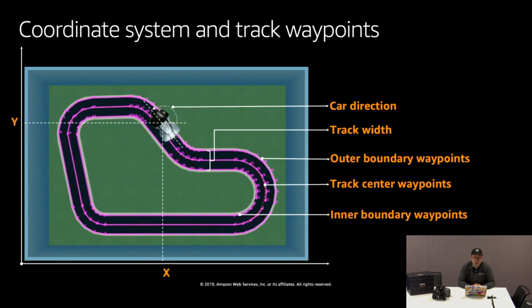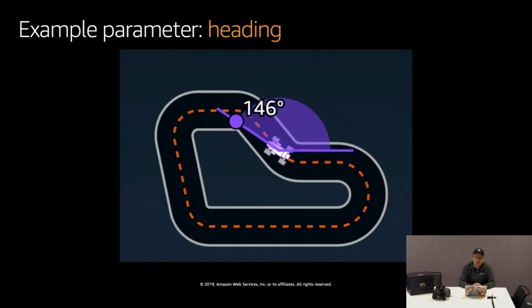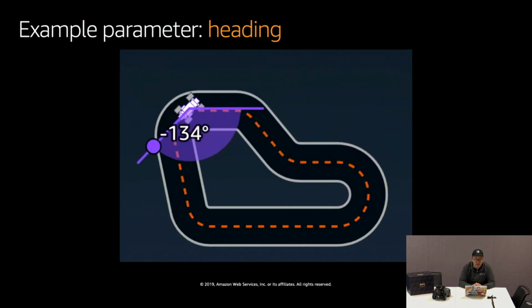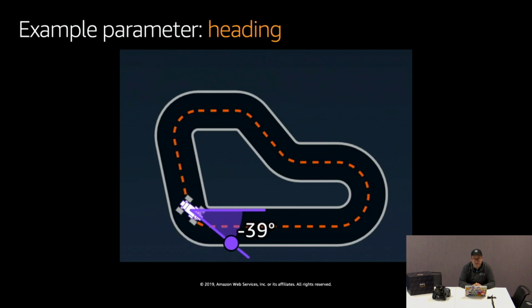And just to bring to life a little bit how some of these look, we can see that we've got car direction, the track width, all these parameters, and this is what it looks like when it's actually in action. There's a nice little animation here that shows, in this instance, the heading and how it changes as the car is going around the track.